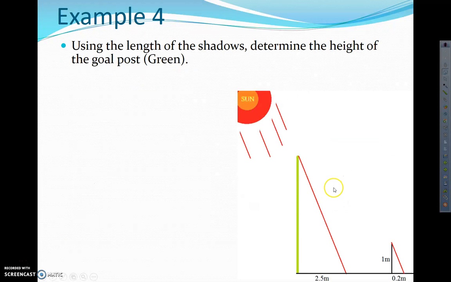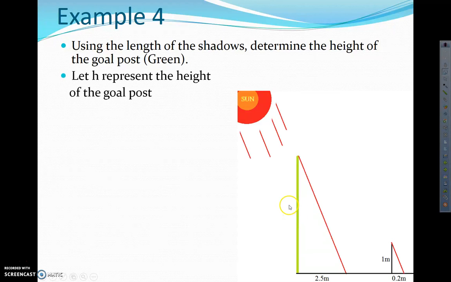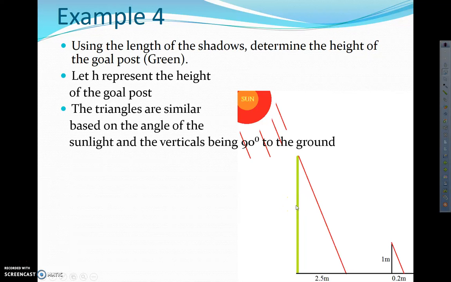Last question. Using the length of the shadows, determine the height of the goalpost in green. I encourage you to pause the video and try this on your own. This is going to be x. Do I even really need to write this? Well, the height represents the height of the goalpost. The triangles are similar based on the angle of the sunlight and the vertical being 90 degrees to the ground. Whenever the sun shines, it creates the same angle as long as these two sides are both upright and perfectly vertical. So the height of the goalpost is 12.5.